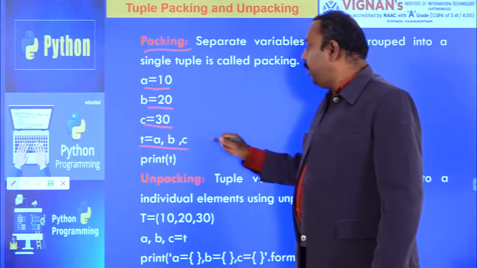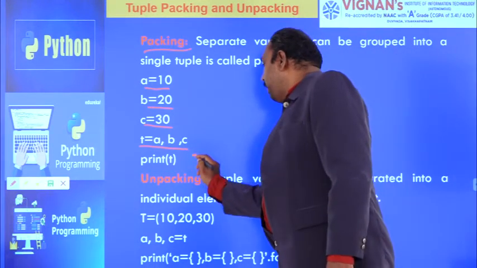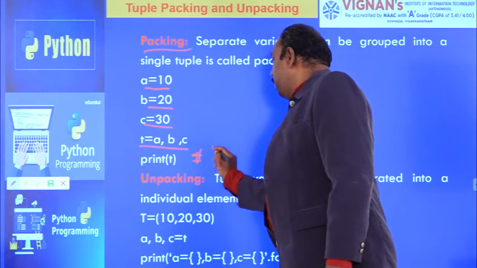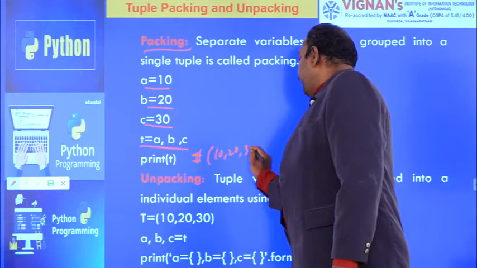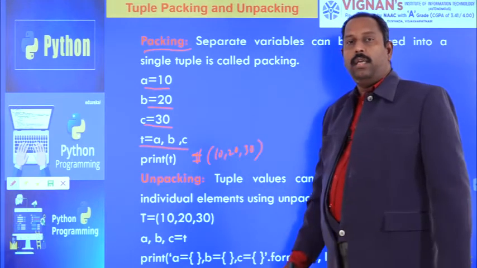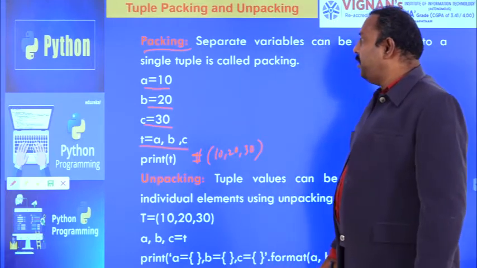Simply, t equal to A, B, C. Suppose I print t, you will get the output 10, 20, 30. That means combining all the three individual elements into a single tuple.